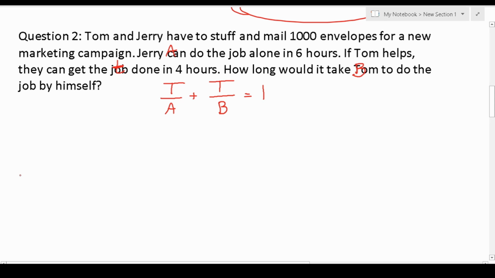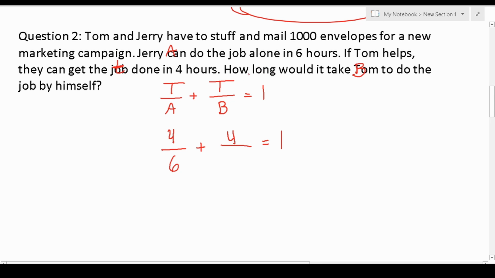Okay? So in this case, we're going to plug in what we have and then try to solve for what we don't have. So again, we know that working together, they can do the job in 4 hours. So T is going to be 4 hours. So let's plug that in to start. That's going to be 4 in place of T there. Let me rewrite that. And 4 in place of T there. Of course, this equals 1. All right. We know Jerry can do the job by himself in 6 hours. Jerry refers to A. So let's plug in 6 in place of A. And we don't know how long it takes Tom to do the job by himself.